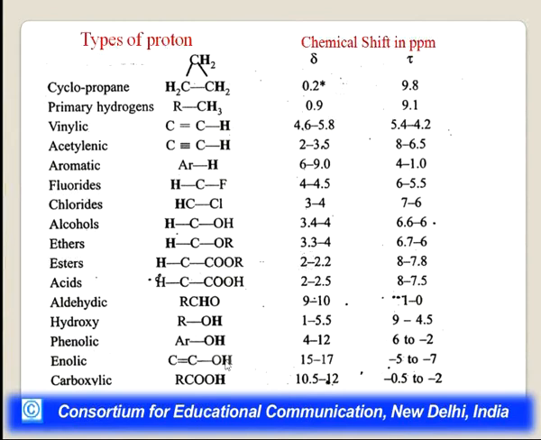For phenolic proton or hydrogen, the delta value varies from 4 to 12, and the tau value varies from 6 to -2. For enolic, you can see the values. This is the enol and this is the carboxylic acid proton, and the values vary from 10.5 to 12 in delta and -0.5 to -2 in tau. So these are the various values by which you can identify the kind of proton present in the organic moiety.